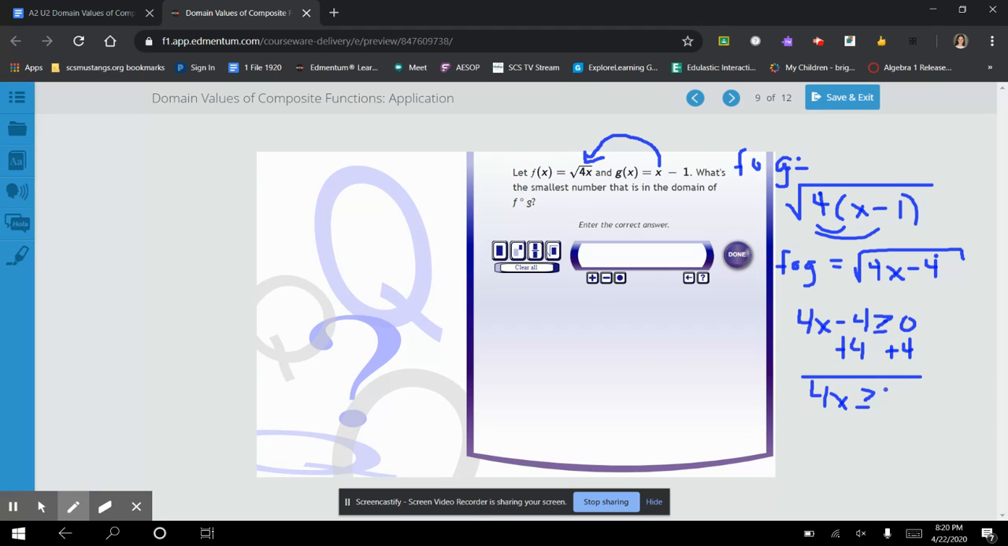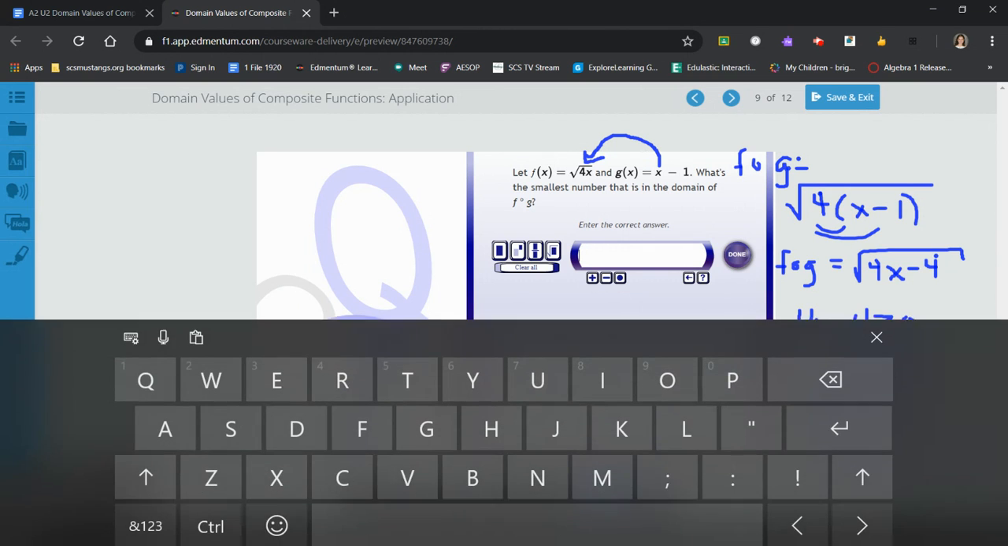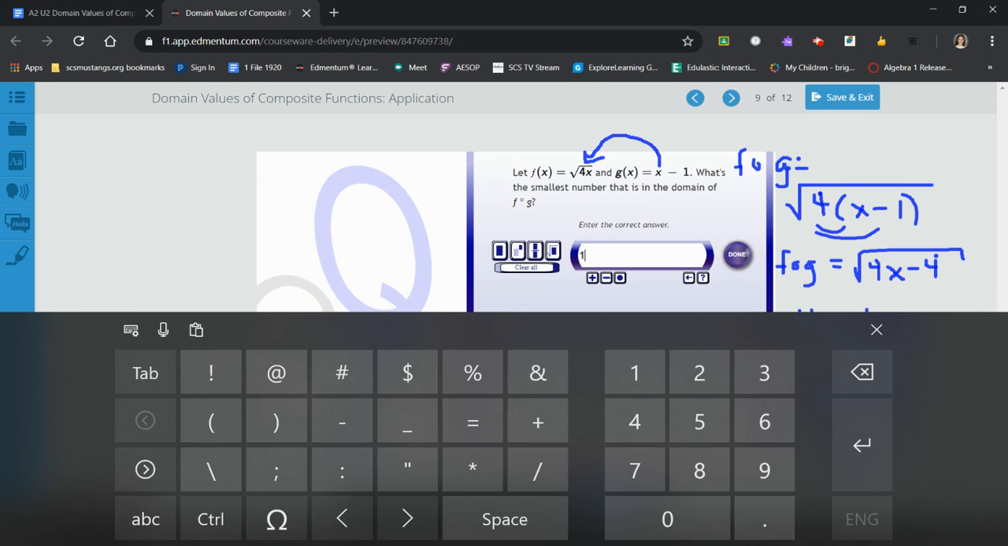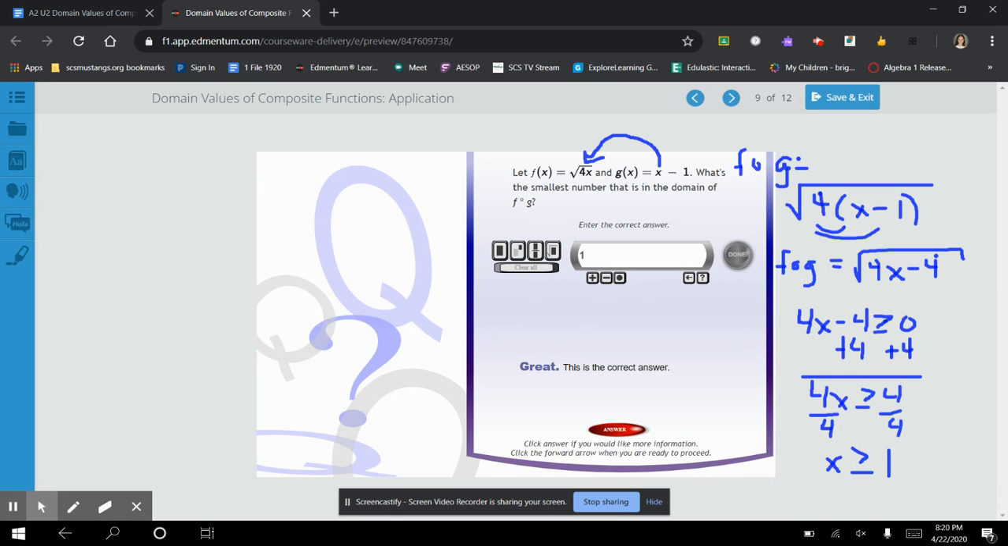4x is going to be greater than or equal to 4. Divide both sides by 4. And x has to be greater than or equal to 1. So the question says, what is the smallest number that is in the domain of f of g? And so that has to be 1. So if I type in 1, there we go. That's the smallest number that could be. It can be anything bigger than that. So like we can do 2, 3, 5, 20, whatever you want to do there, and those will work okay.